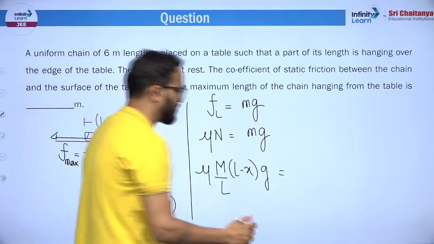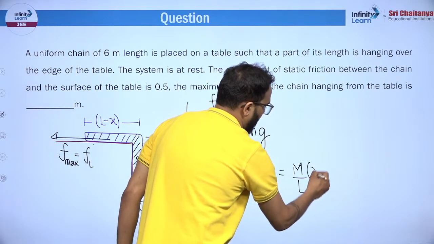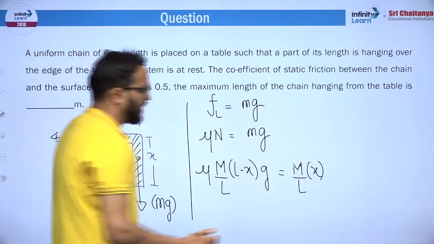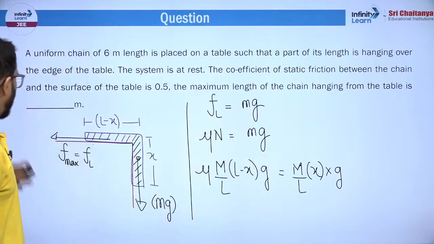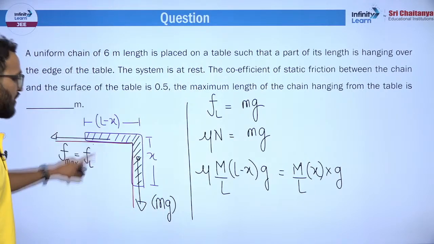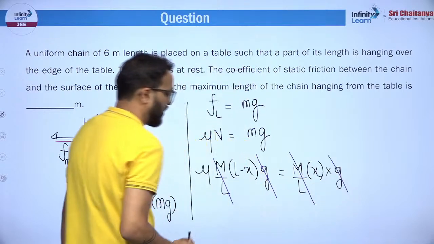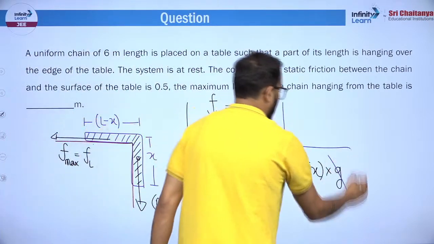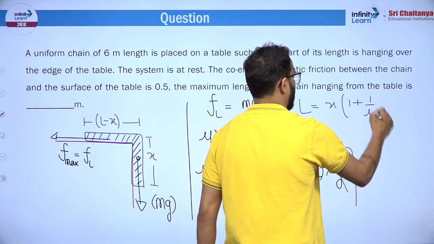Then let's come to this small mg. Small m is what? Again, total mass upon total length into length of the portion that is hanging, that is x, M by L into x into g. Do you understand? Now simply you cancel all the parameters that are common on both the sides. We'll say M by L and g are gone. So L minus x. So L is what? L is x into 1 plus 1 by mu.